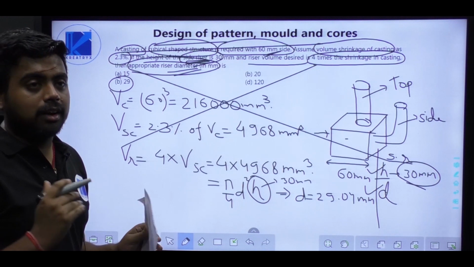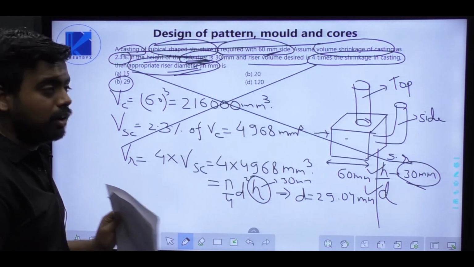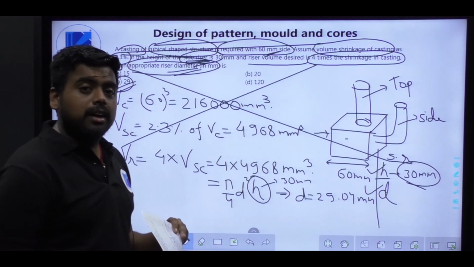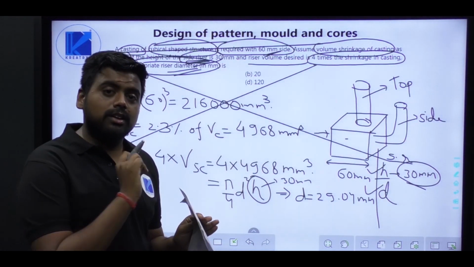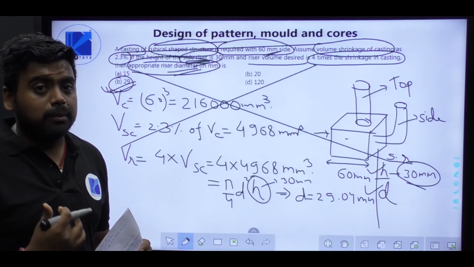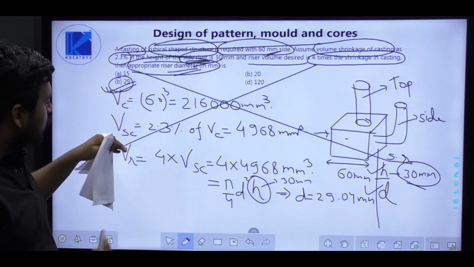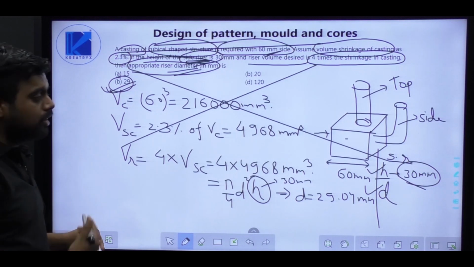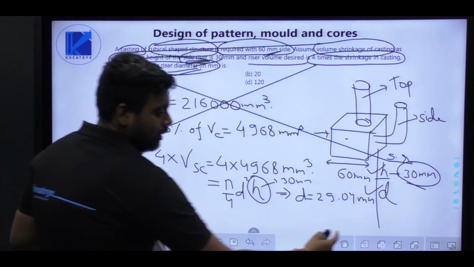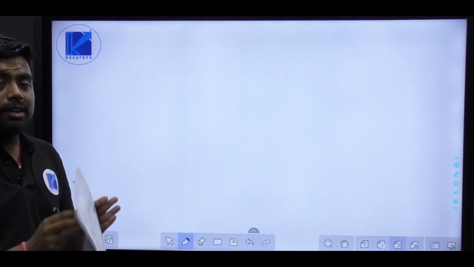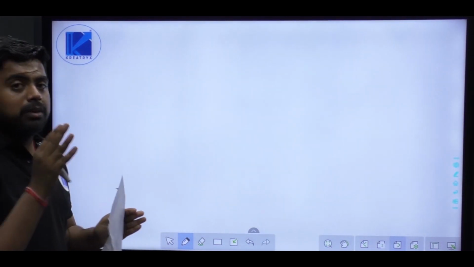Most of you might commit mistake in the examination by taking 29 as the right answer. But 29 might be a right answer. It is not that it is the right answer. So what are the other parameters which we should check before concluding that 29 is the right answer? So I will explain it in the next slide: why risers are used in a casting.